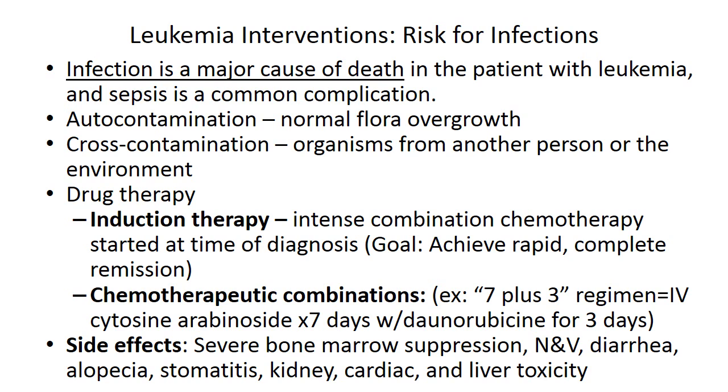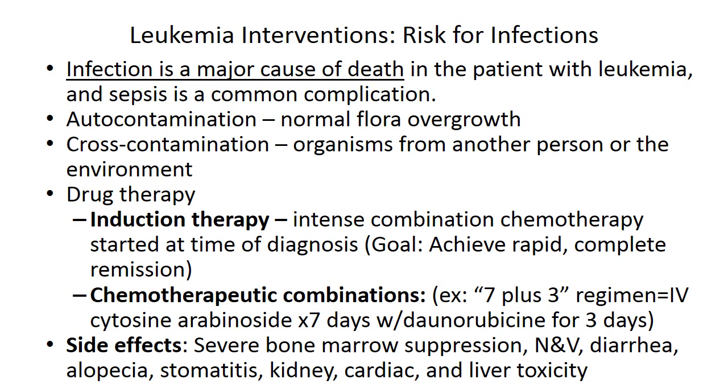So the different interventions that we want for these patients is that we want to prevent infection. Infection is the major cause of death in patients with leukemia. And as we know and talked about in our previous PowerPoints, sepsis is a complication that is common among patients that develop cancer and develop infections. So infection can occur through several different means. Autocontamination is where the normal flora of our own system can overgrow and contaminate, so we are at a risk for infection with leukemia patients because of that.